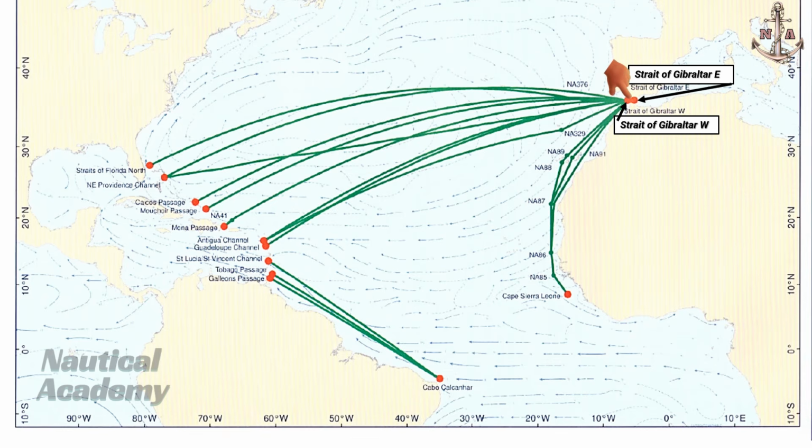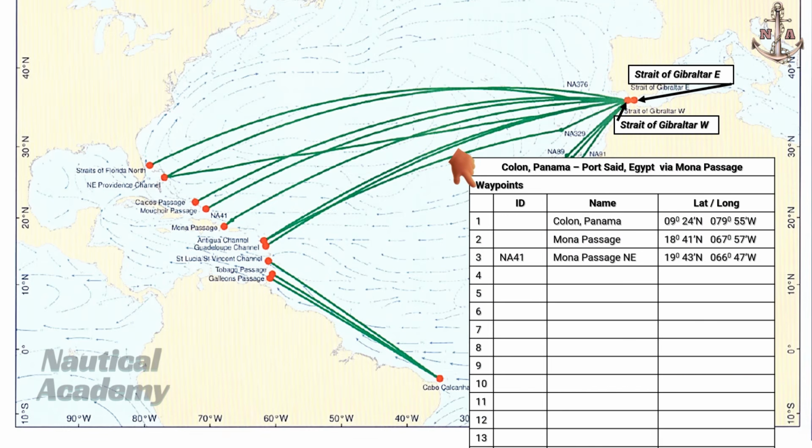Now, in our list of waypoints covering the Caribbean Sea route, the last waypoint is Mona Passage Northeast with identifier November Alpha 41. If we follow this Great Circle route across the North Atlantic Ocean, the next waypoint to be listed is the Strait of Gibraltar West Connector, followed by the Strait of Gibraltar East Connector.